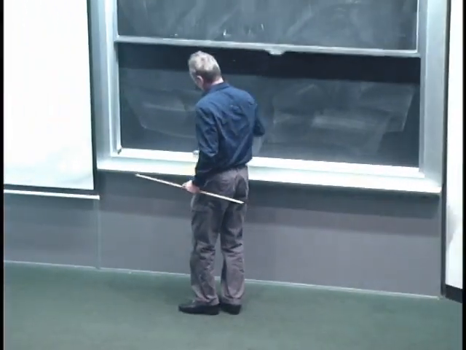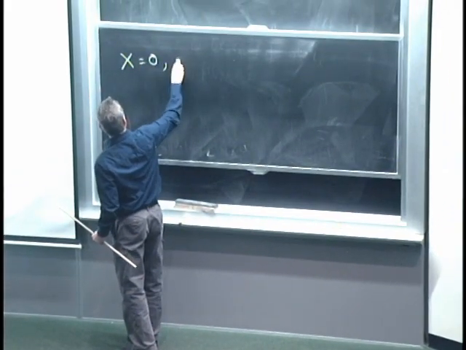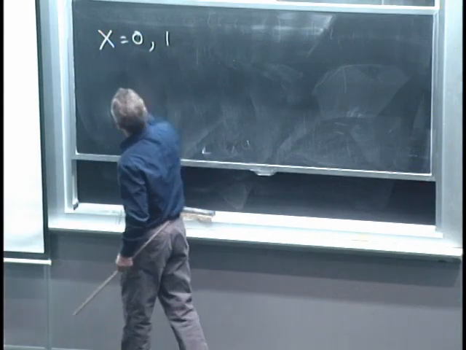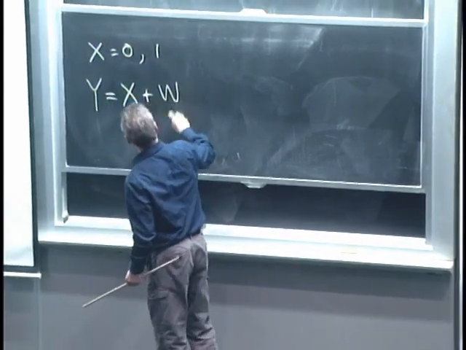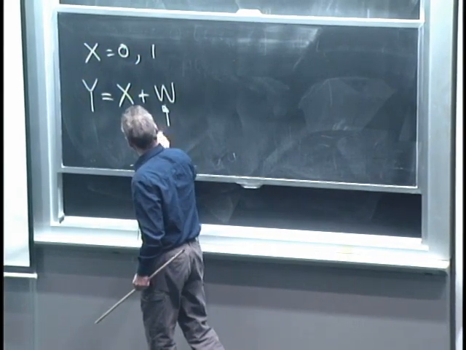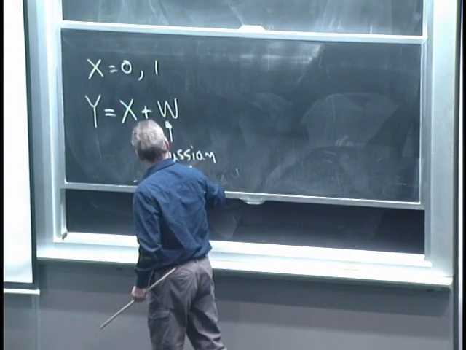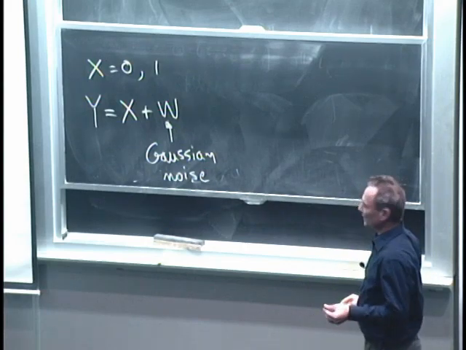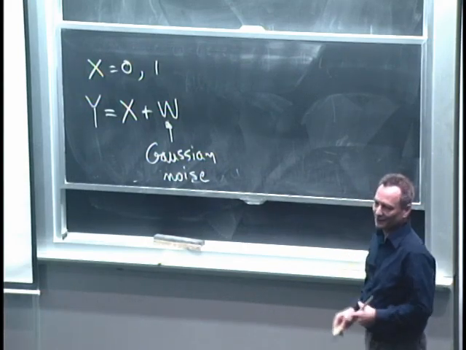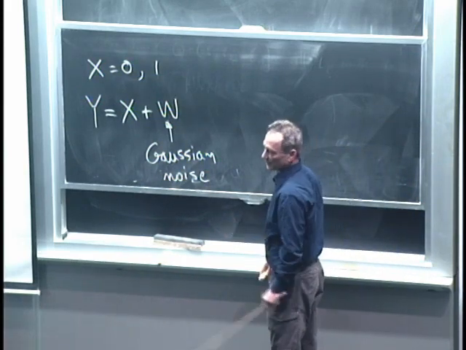Well, suppose that I send a single bit of information. So my x is 0 or 1. And what I measure is a y, which is x, plus, let's say, Gaussian noise. This is the standard example that shows up in any textbook on communications or signal processing. You send a single bit, but what you observe is a noisy version of that bit.